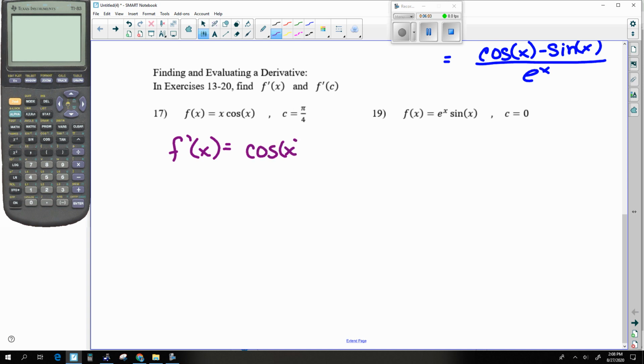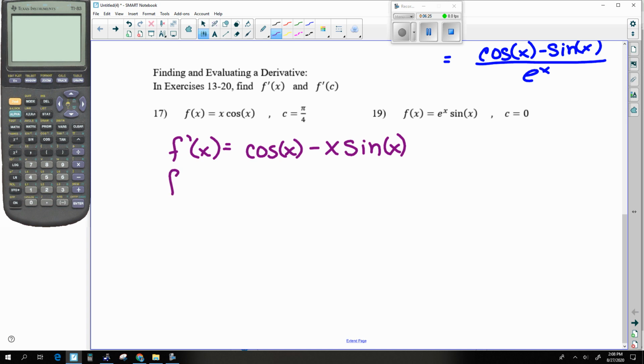So 1 times cosine, plus leave the first alone and take the derivative of the second. So this is an addition, but I'm going to change it here. Cosine goes to negative sine, and so that'll be a negative sign. The plus turns into a minus. All right, so that's the derivative.